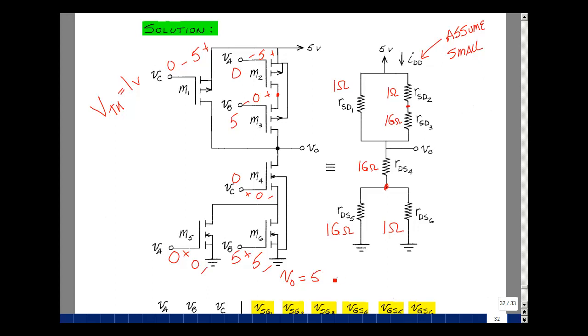5 volts, my voltage divider. I've got 1 gigaohm in parallel with 1 ohm, which is about 1 ohm. In series with a gigaohm is about a gigaohm, over a gigaohm. Plus, I've got 1 gigaohm in series with 1, about 1 gigaohm, but that's in parallel with 1. It's going to be about 1 ohm. That's going to give me about 5 volts. Let me erase this so we can do the next case.